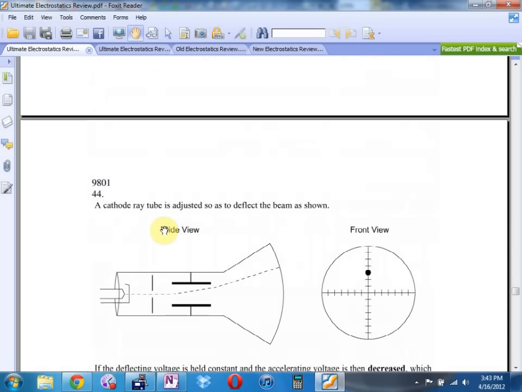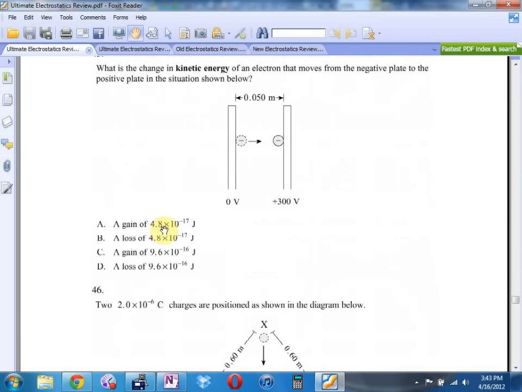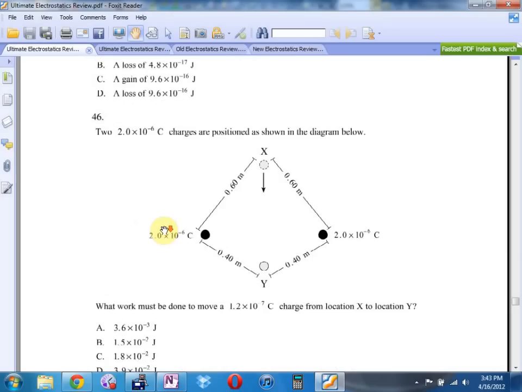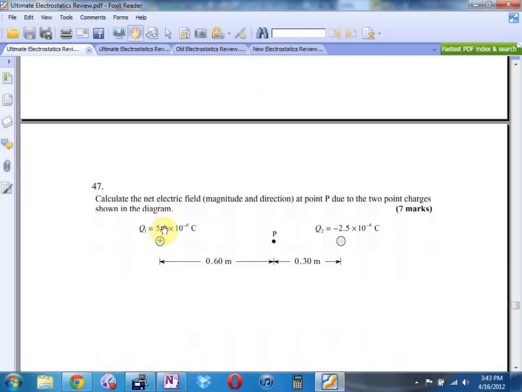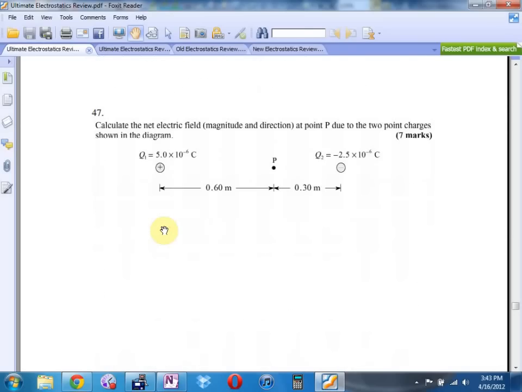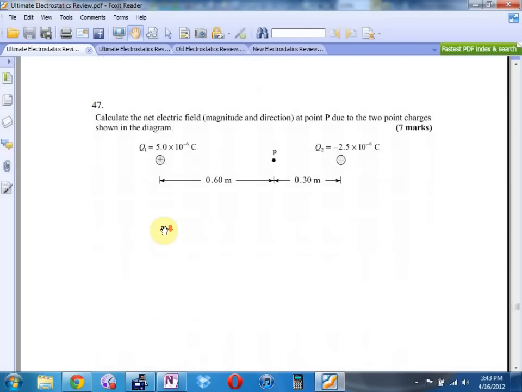43 is good. Cathode ray tube, I don't think I'm going to ask too much on it. That's going to be at your final exam, because we're going to be doing the cathode ray tube again, but with magnets, because that's really how they do it. I talked about 46. Another electric field question. I've done a gazillion of those.